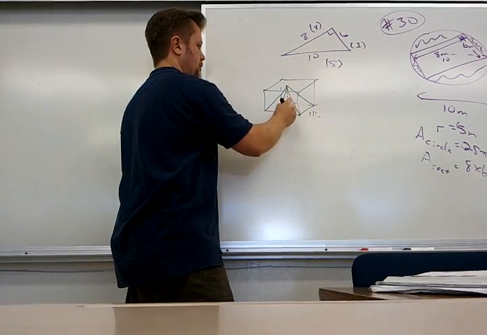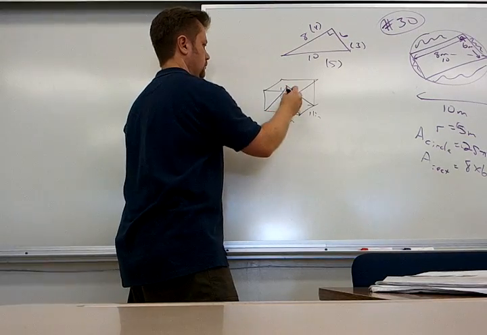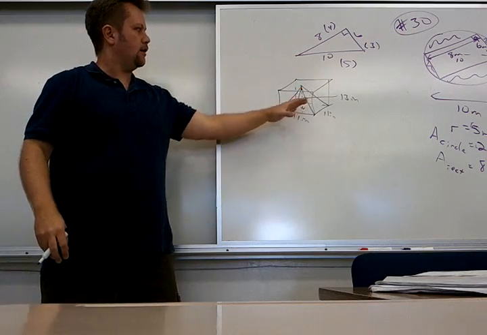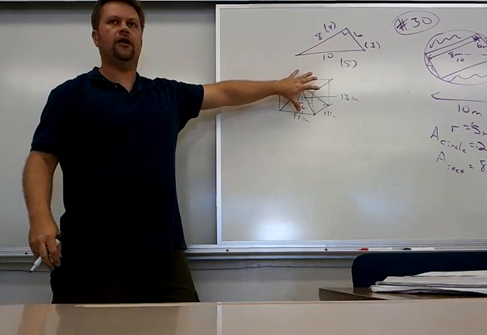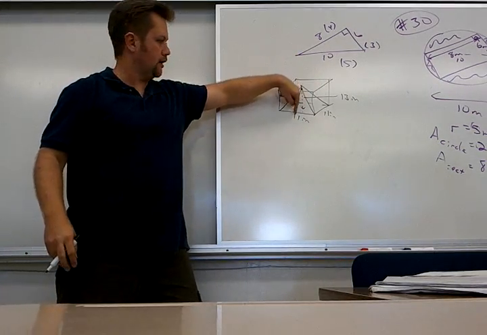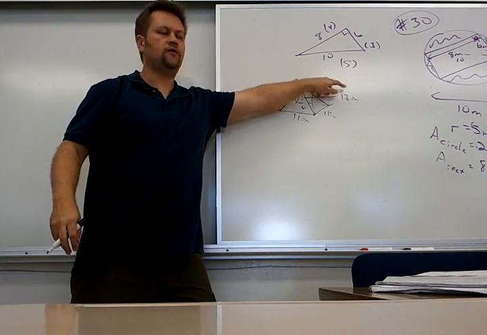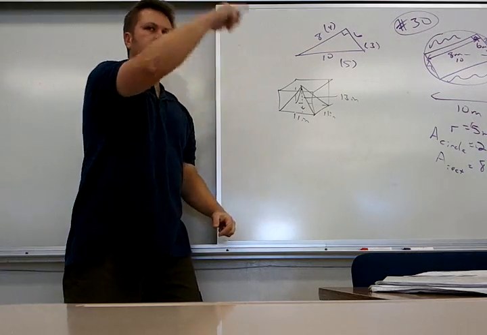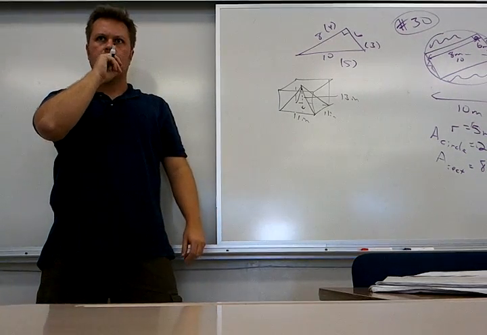The height of the pyramid is what? 13. So how would you find the volume of the whole thing? 11. That's easy, right? Length times width times height. So what's the volume of that pyramid? 1/3 times 11 times 11 times 13. Makes sense.